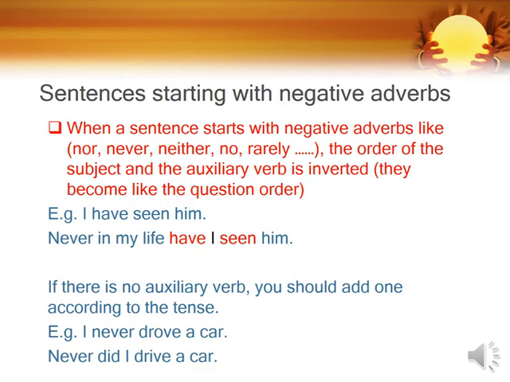There's an important note here. Whenever you have a sentence with no auxiliary at all, you should bring an auxiliary and make this change. For example, this one: I never drove a car. You cannot say, never I drove a car. You should say, never did I drive a car.